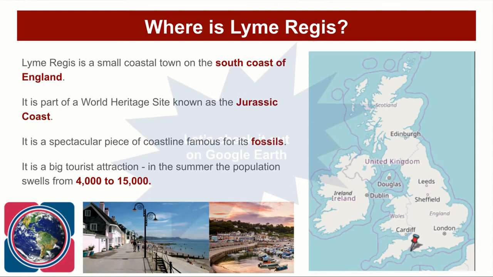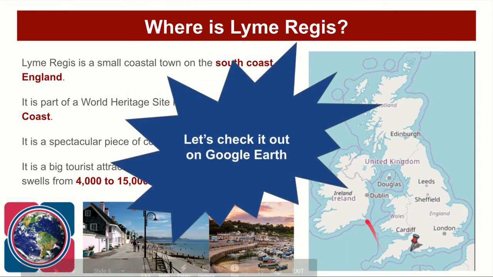And it's also a massive tourist attraction, okay, Lyme Regis. And during peak summer season there, its population swells from 4,000 in the winter time to 15,000 people in holiday homes and in hotels and in bed and breakfasts over the course of the summer. That's a huge increase. So it must be quite nice in that respect. I'm going to come back to this in a second. Before we do that, let's see if we can check it out on Google Earth.